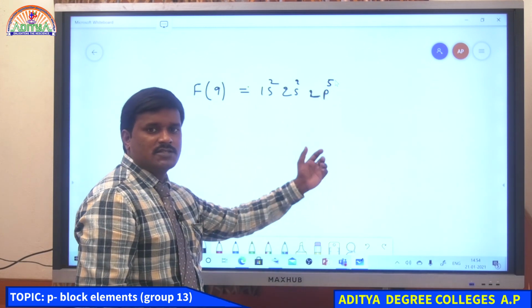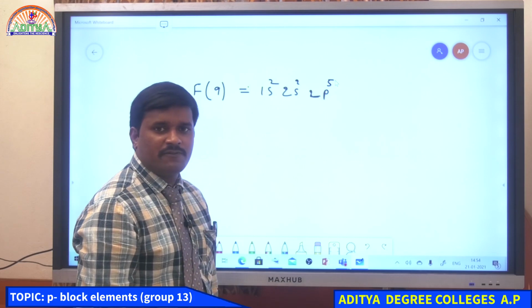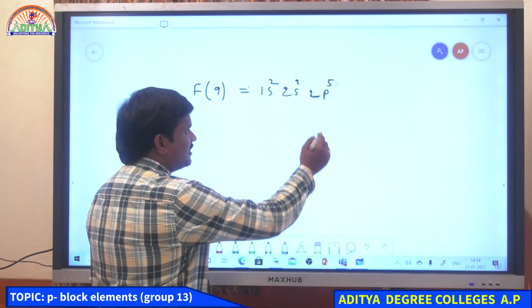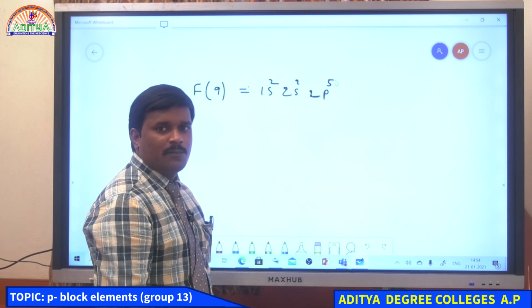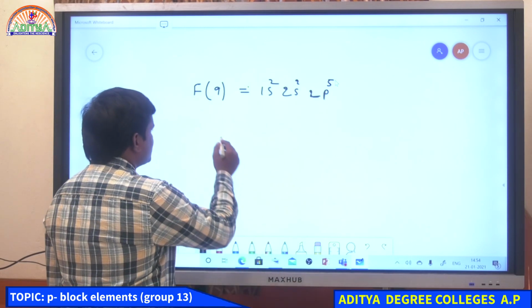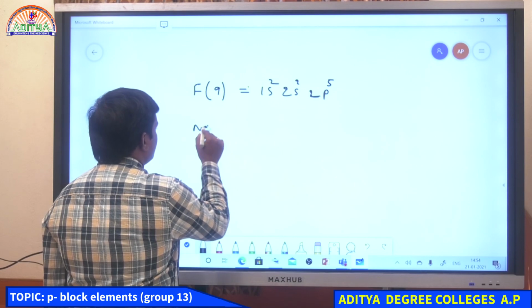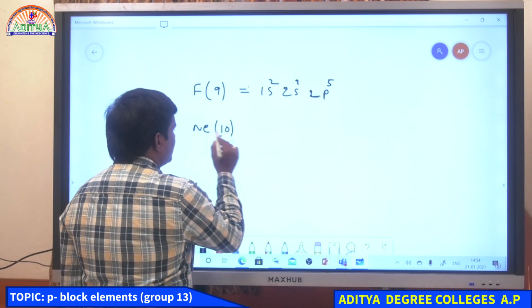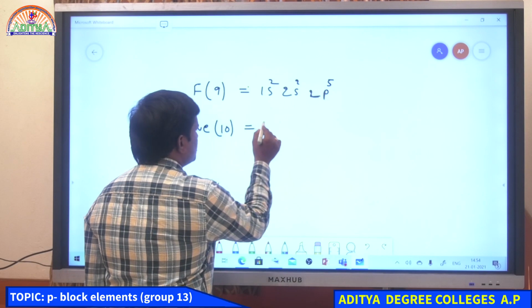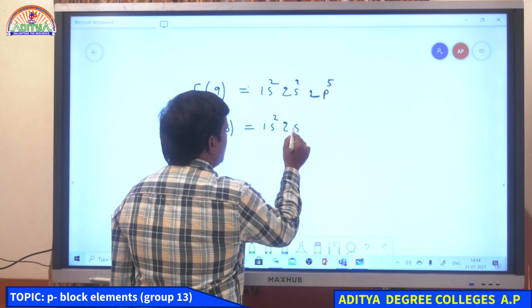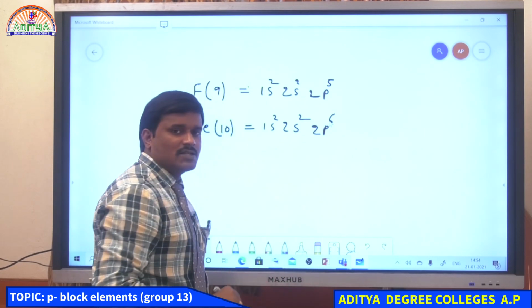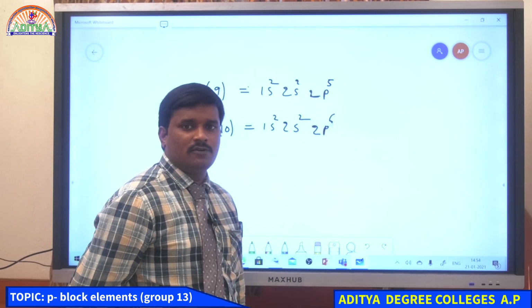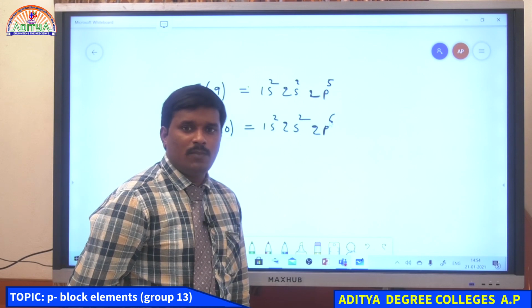So electronic configuration is 1s2, 2s2, 2p5. Therefore, last electron is enter into p orbital. That is why fluorine is also example for p block element. And last example is neon. So neon having atomic number 10 and hence configuration is 1s2, 2s2, and 2p6. So here last electron is enter into p orbital. Therefore, all these are examples for p block elements.